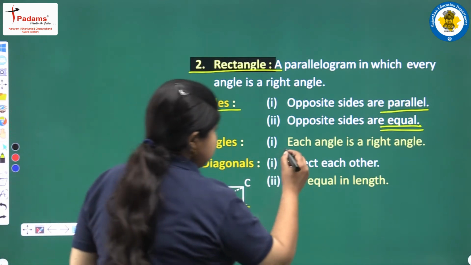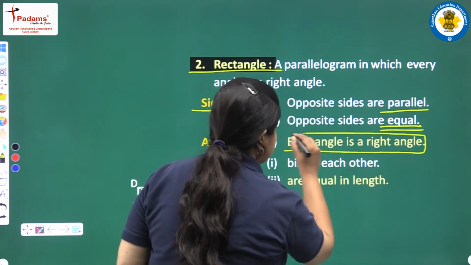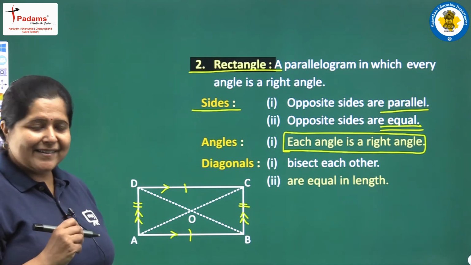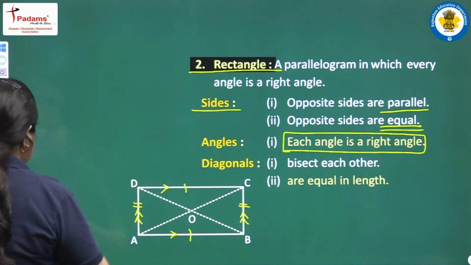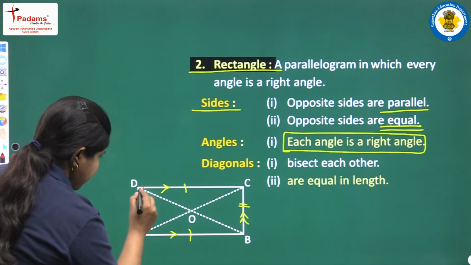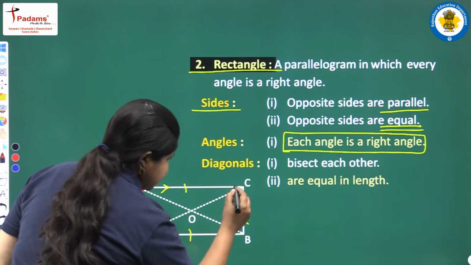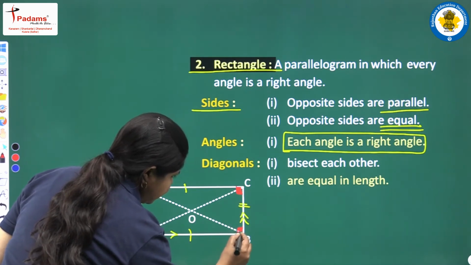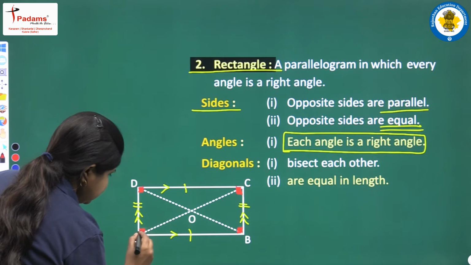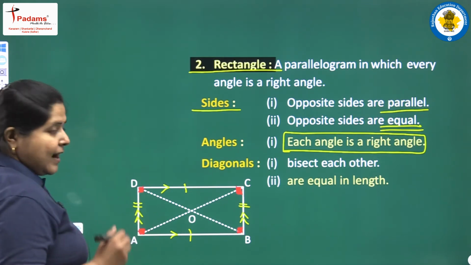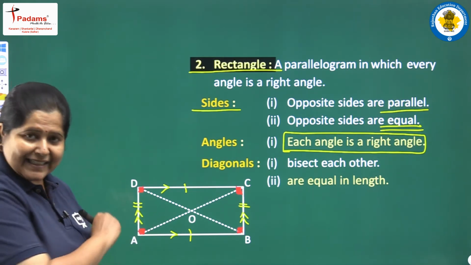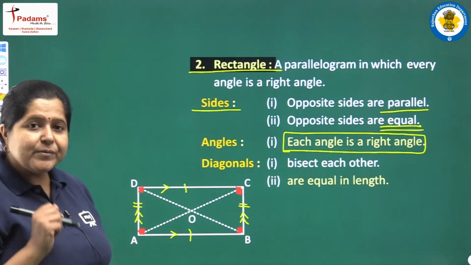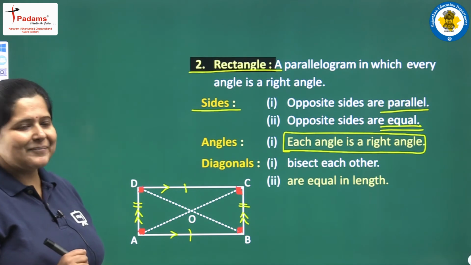Next, each angle is a right angle. This is the special feature of a rectangle. You can see, just let me change the color of pen. These four angles, angle D, angle C, angle B and angle A, all these four angles are measuring 90 degree each one of them. This is the special feature of a rectangle which makes it a special parallelogram.